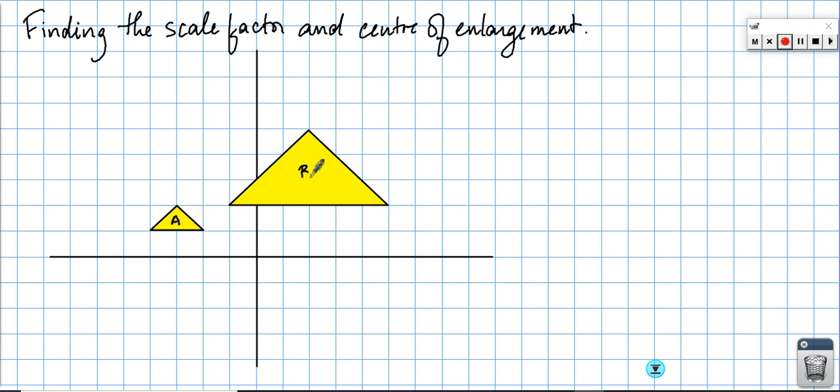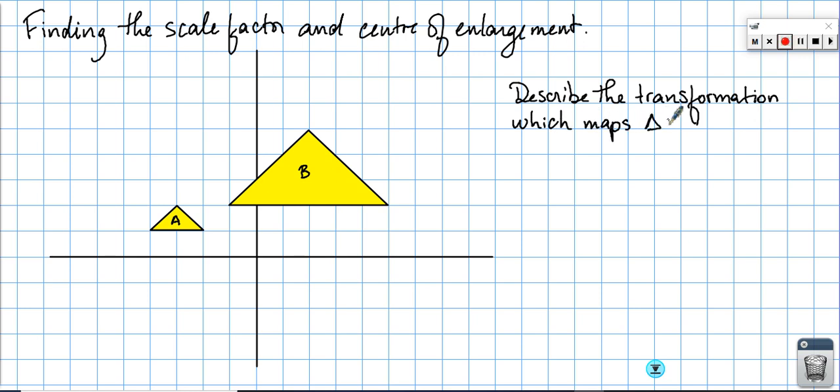Shape A, shape B. Describe the transformation which maps triangle A to triangle B. So, what do we need to do?